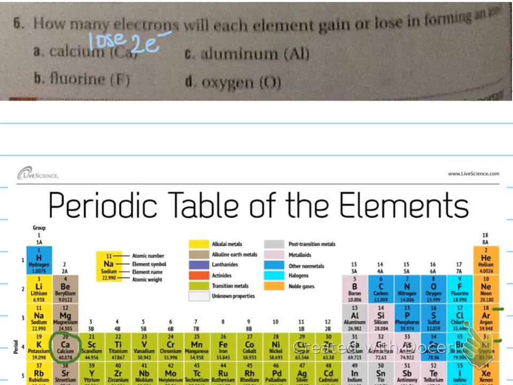So letter B, fluorine. Here's fluorine. Its choices are it could lose 7 to be like helium or gain 1 to be like neon. And again, it's going to be easier for it to gain 1, so it's going to gain 1 electron. So aluminum is right here. It has 3 valence electrons. It could lose 3 valence electrons to be like neon, or it could gain 5 to be like argon. And again, it's going to do whatever's smaller, so it's going to lose 3 electrons to be like neon.